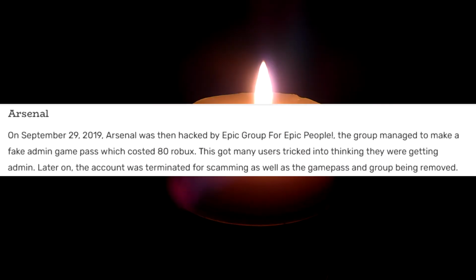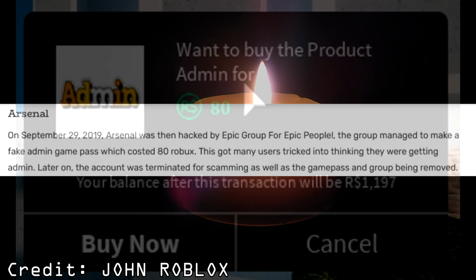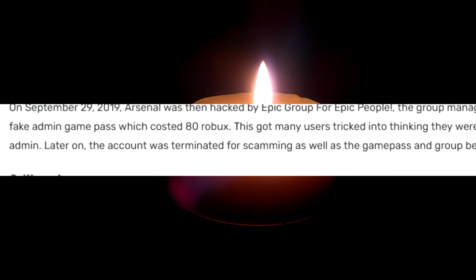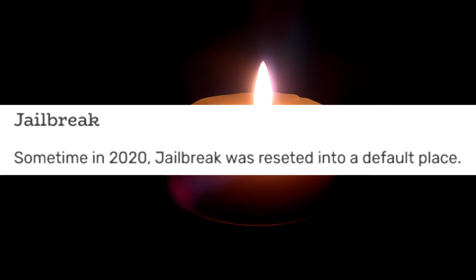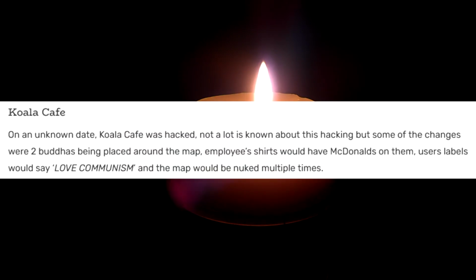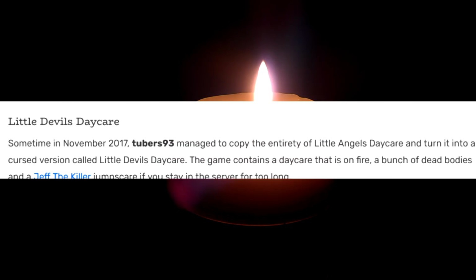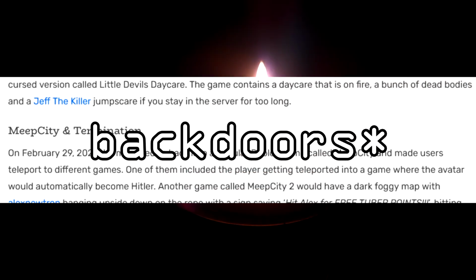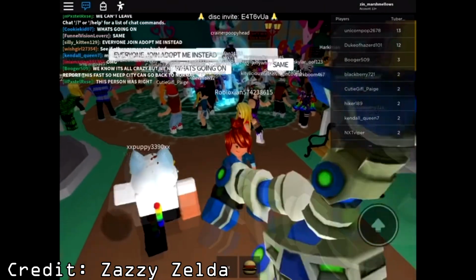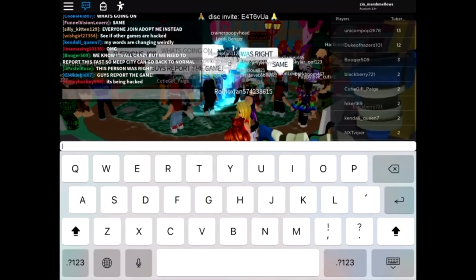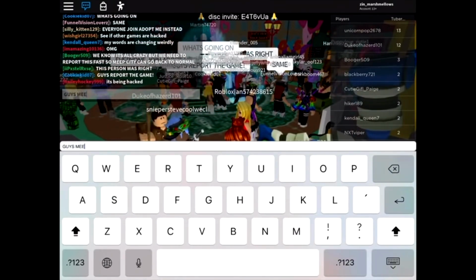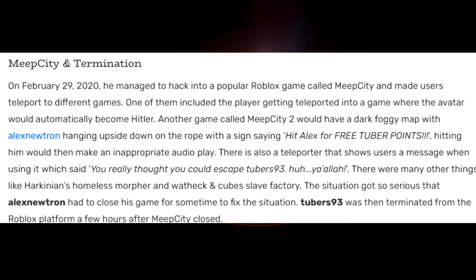According to the poorly written Terminated Players fandom, Tubers93's group have been responsible for backdoors in Arsenal, which basically prompted users with a very cheap admin game pass for 80 Robux that was obviously a scam, a Jailbreak backdoor that basically reset it into a default base plate, a backdoor in Koala Cafe that basically just destroyed the game and made it unrecognizable, one of the famous Little Angels copies, also known as Little Devil's Daycare, as well as the 2 hacks on Meep City, which basically just shocked the entirety of the community because of how crazy they were. However, those are about the most shocking events of this period.